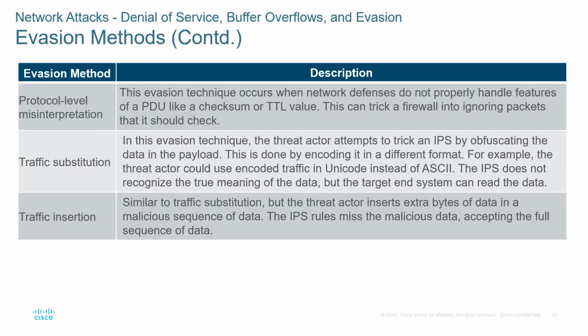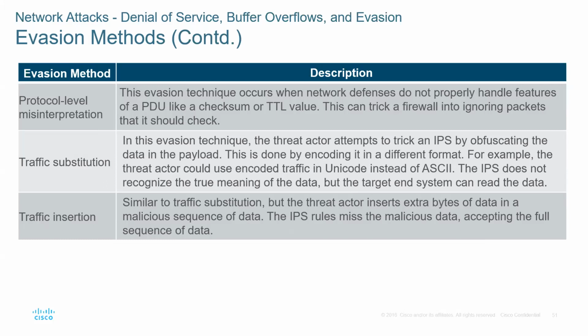You have traffic substitution. This is when, as an evasion technique, a threat actor attempts to trick an IPS by obfuscating the data inside the payload. It's done by encoding it in a different format. So for example, it would encode the traffic in Unicode as opposed to ASCII, and therefore the IPS does not recognize the true meaning of the data, while the targeted system can read the data.